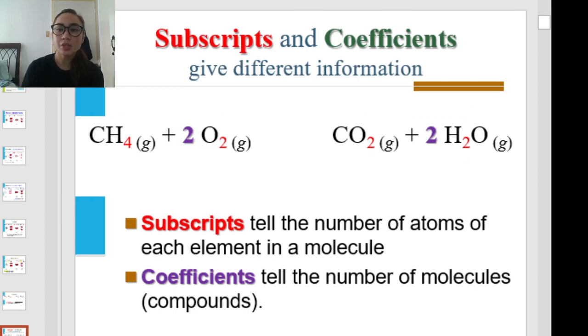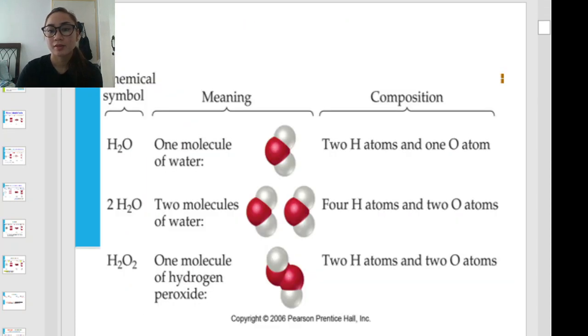Okay. So, subscripts and coefficients give different information. Subscripts tell the number of each element in a molecule, while on the other hand, ang ating coefficients tell the number of molecules or compounds. So, this is a given, we have a given chemical symbol here for you to understand better.